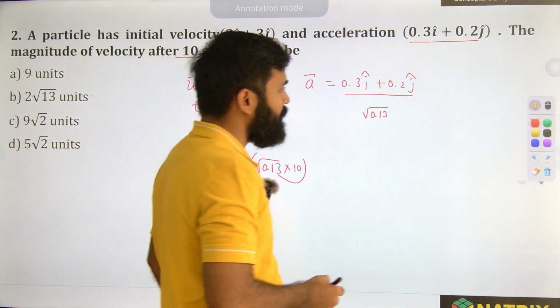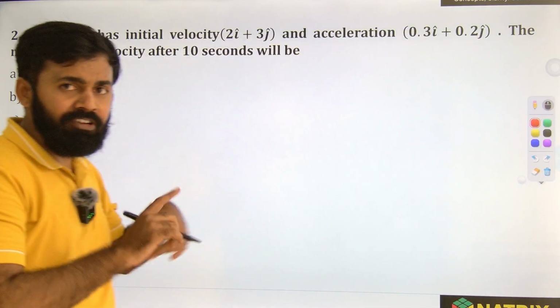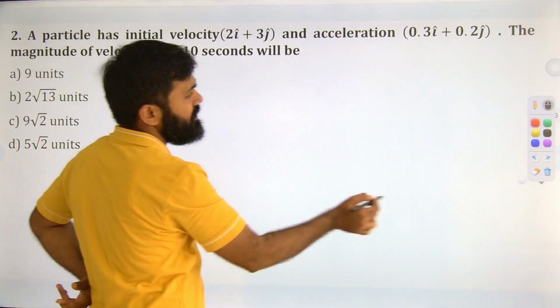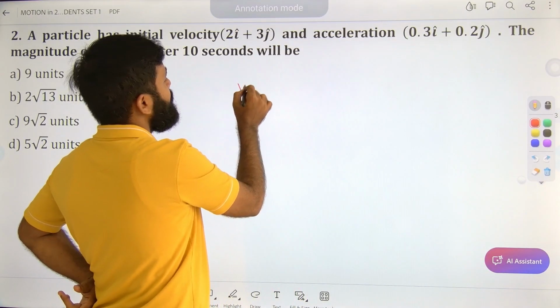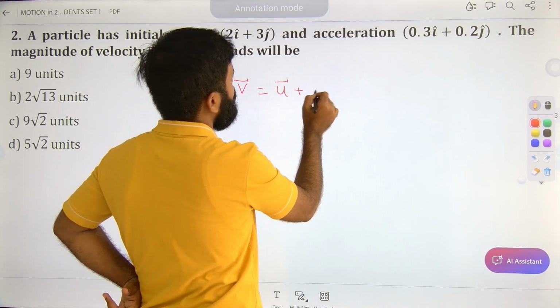So what should we be doing instead? This is wrong. This is wrong. What we should be doing is applying V is equal to U plus AT. First you apply V is equal to U plus AT.